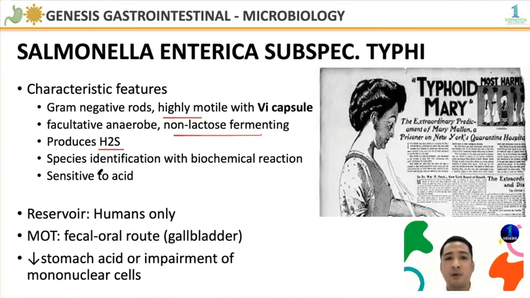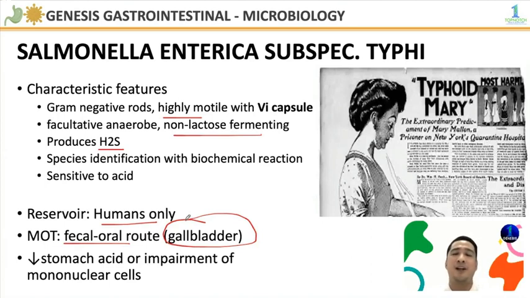So the only reservoir for Salmonella enterica subspecies is humans. Take note, the infection is through the fecal-oral route, and sometimes there is a carrier state in the gallbladder. So it is very important to take note that antibiotic preparations that undergo enterohepatic cycling, for example ampicillin, can be used in the management of the carrier state of Salmonella. Risk factors include decreased stomach acid or impairment of the mononuclear cells.